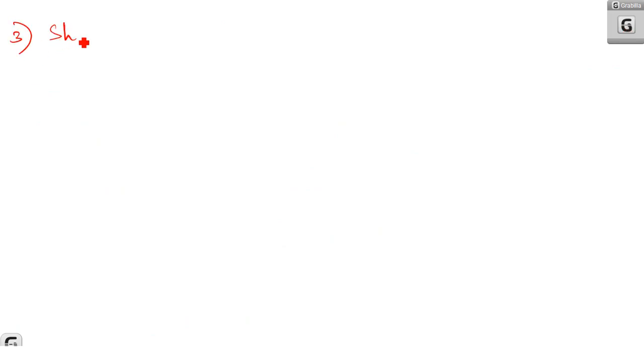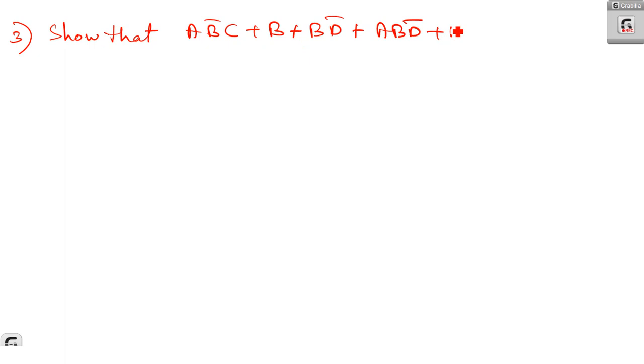Show that A B bar C or B or B D bar or A B D bar or A bar C is equal to B or C. So you need to prove this.